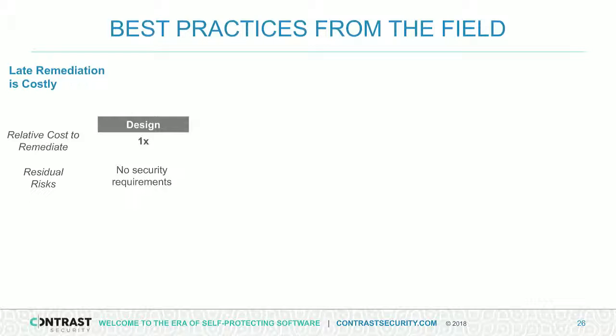So looking at some best practices from the field and some of the data that we've got, you need to make sure that you're bringing in security and shifting left as early into the process as possible, right? So if you look at the relative cost to remediate, let's say it's a factor of X, 1X within the design group. If you're not testing security, there are no security requirements. So as you go along the path and you get to the development stage, it's 6.5 times more costly to fix a vulnerability in development than it is in design.